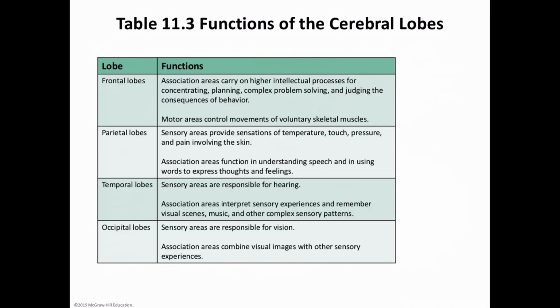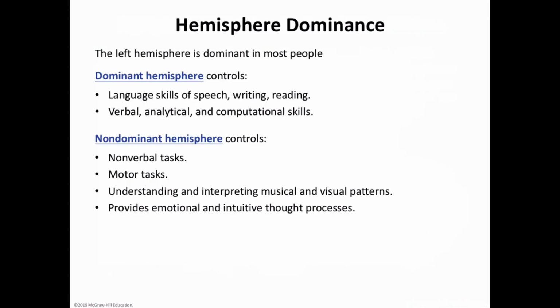Now I'll get very briefly to hemisphere dominance. So both cerebral hemispheres participate in basic functions such as receiving and analyzing sensory impulses, controlling skeletal muscles on opposite sides of the body, and storing memory. However, one side usually acts as the dominant hemisphere. In most people, the left hemisphere is dominant for the language-related activities of speech, writing, and reading. It is also dominant for complex intellectual functions requiring verbal, analytical, and computational skills. In other people, however, the right hemisphere is dominant, and some hemispheres are equally dominant.